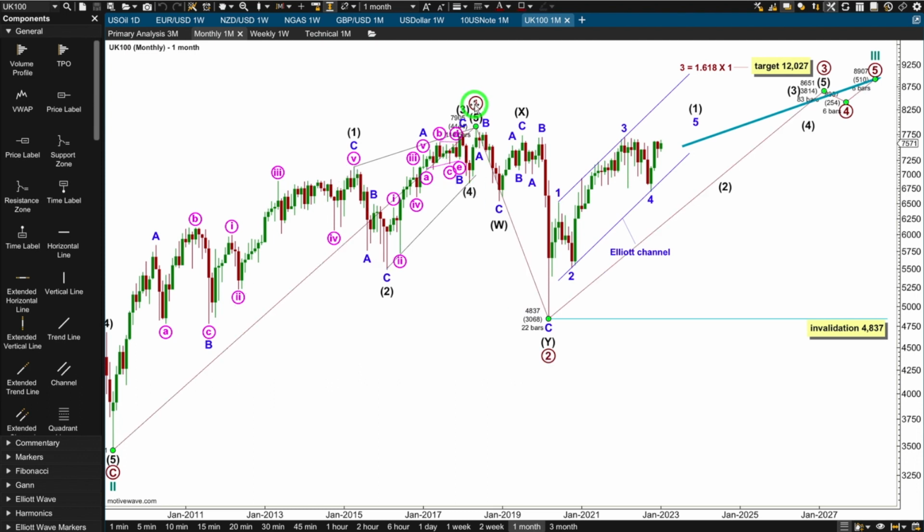Following a leading diagonal in a first wave position, the second wave correction usually is very deep. This is a 0.69 correction of primary 1, so a bit deeper than the 0.618 Fibonacci ratio. So this part of the wave count follows a common behaviour. If 2 is over there, then 3 has begun.